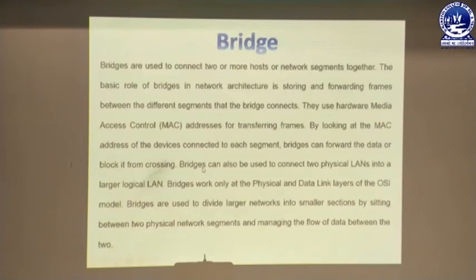So now we will be moving to another category of network devices, that is your bridge. Bridges are used to connect two or more hosts or network segments together. The basic role of bridges in network architecture is storing and forwarding frames between the different segments that the bridge connects. They use hardware media access control addresses for transferring frames. By looking at the MAC address of the devices connected to each segment, bridges can forward the data or block it from crossing.